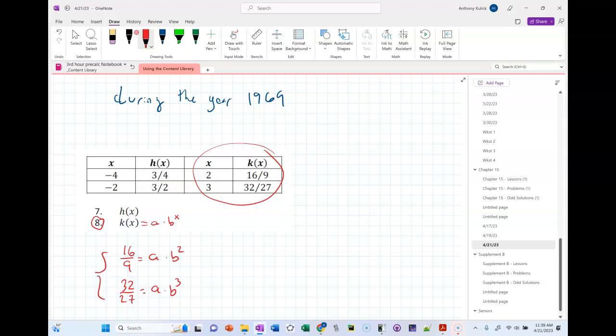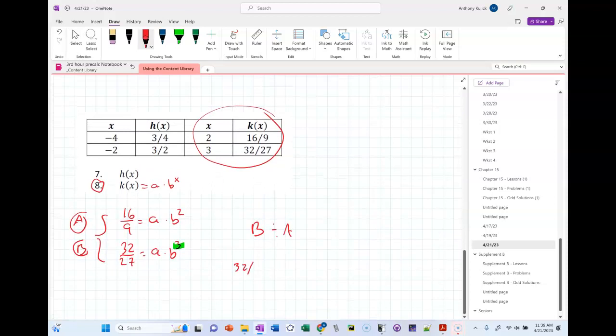To solve this system, because the variables are being multiplied together, instead of adding and subtracting these two equations to do elimination, I'm going to be dividing. So I look at the exponent, and the equation with the bigger exponent on the variable is going to be the numerator of my division problem. The one with the smaller exponent will be the denominator. So I'd have 32 over 27 divided by 16 over 9, and a times b to the third divided by a times b to the second.